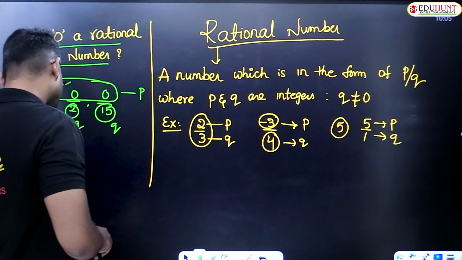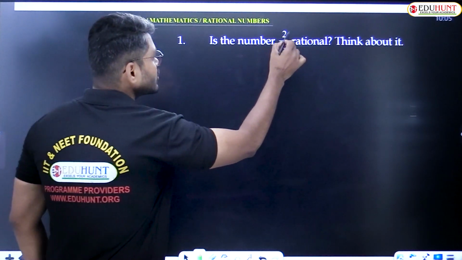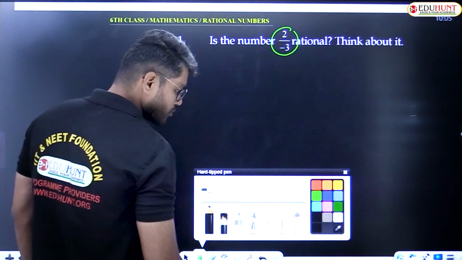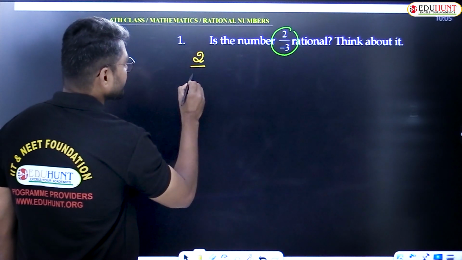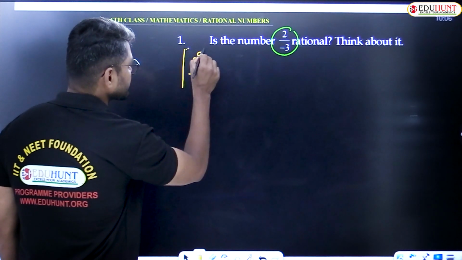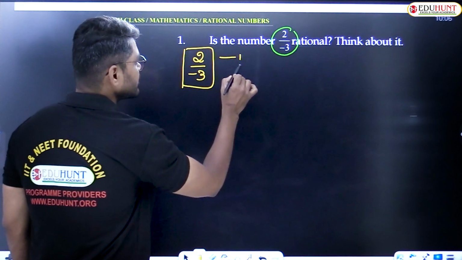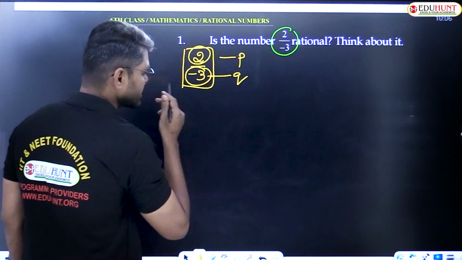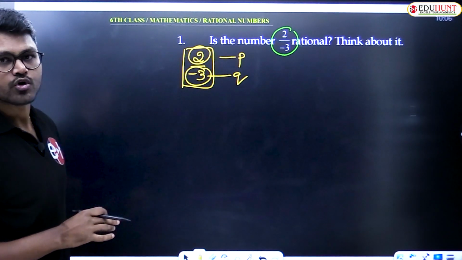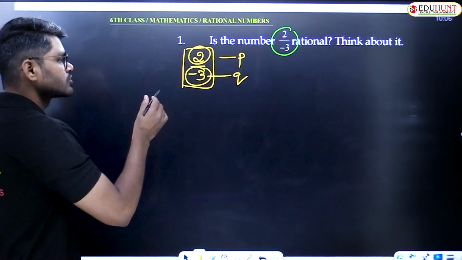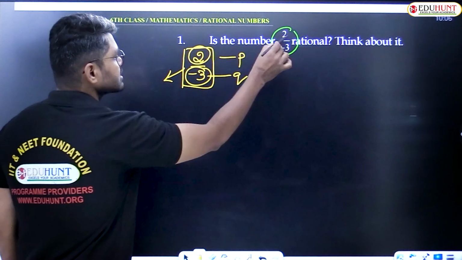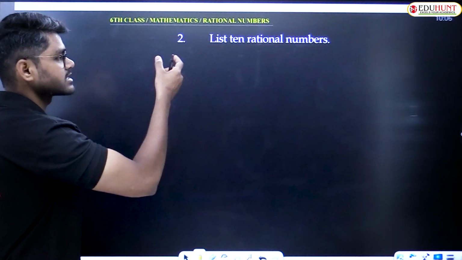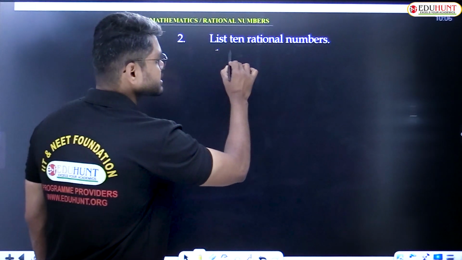Okay, see. Next one. Is the number 2 by minus 3 rational? Think about it. 2 by minus 3. What is the p value here? 2. The q value is minus 3. So we can conclude that this 2 by minus 3 is a rational number. Next, list 10 rational numbers.